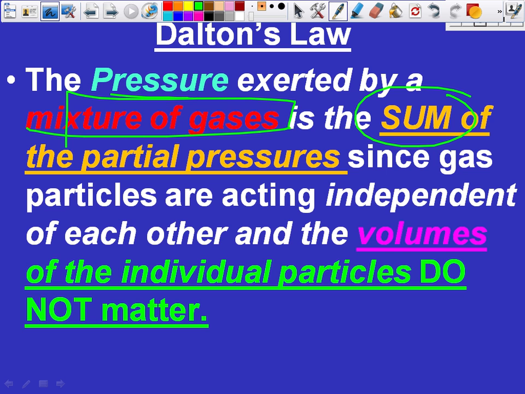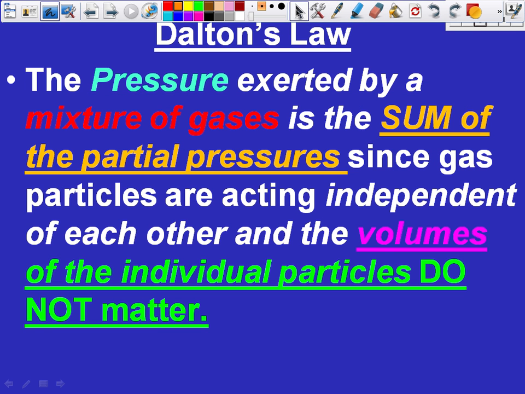And those specific mixtures have what we call partial pressures. Since the gas particles are acting independent of each other, and the volumes of the individual particles do not matter, it does not matter what kind of space they're taking up, but the pressures will.